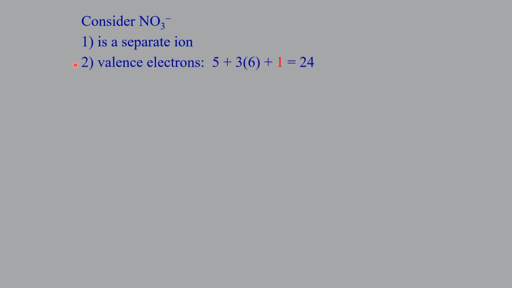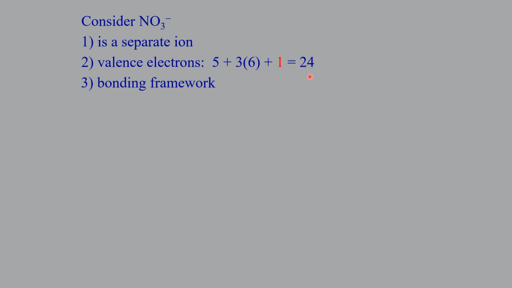Valence electrons. The nitrogen contributes 5. There are 6 coming in from each of the 3 oxygens, and when you've got ions, add or subtract the appropriate number as a charge. So this is a -1 ion, so it's got 1 extra electron that brings the total up to 24.